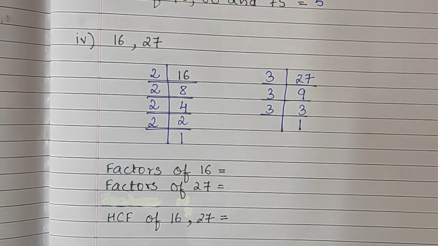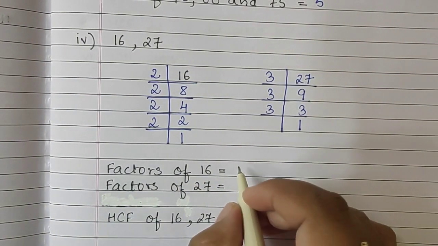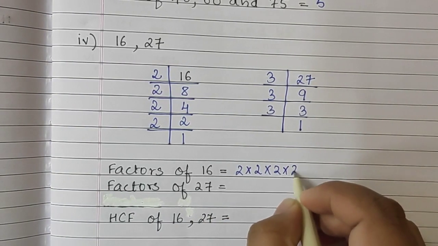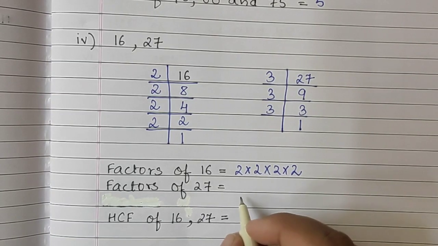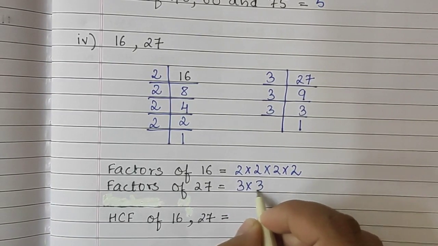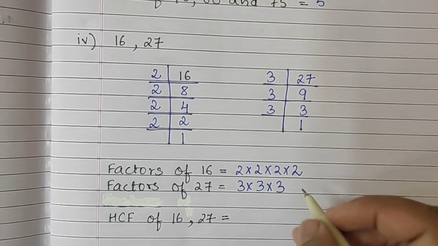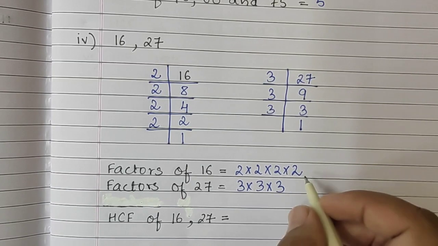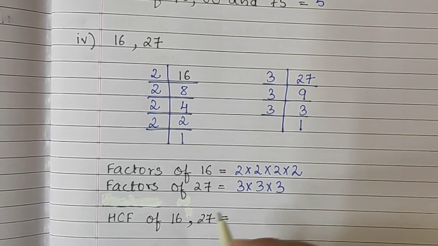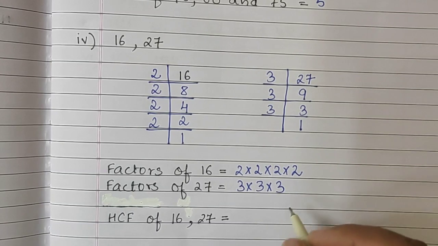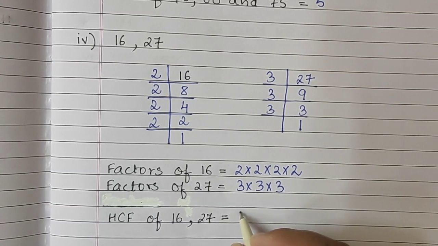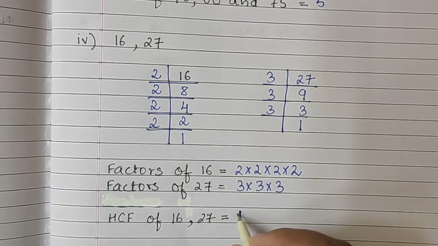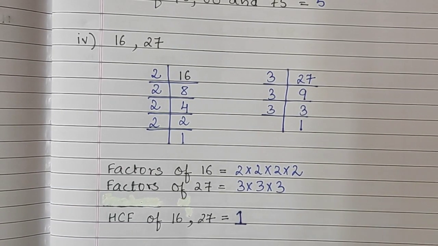Now the factors of 16 are 2 into 2 into 2 into 2, and the factors of 27 are 3 into 3 into 3. Can you find anything common here? No, there is no number common here. Whenever there is no factor common, then the common factor is 1. So our HCF will become the number 1. Simple enough.